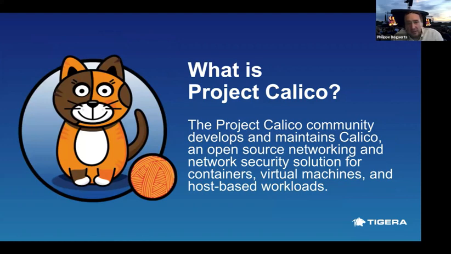As you probably already know, Project Calico is a community-driven project, which is actually building an open source networking and security solution for containers, but also for virtual machines and host-based workloads. So we typically focus on containers and Kubernetes, but you can use it in a wider or broader approach to interconnect both worlds.